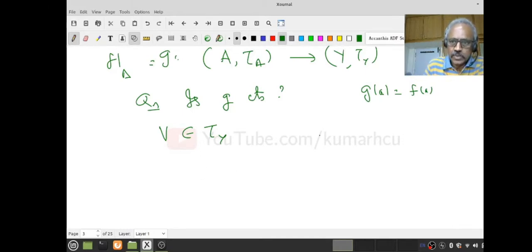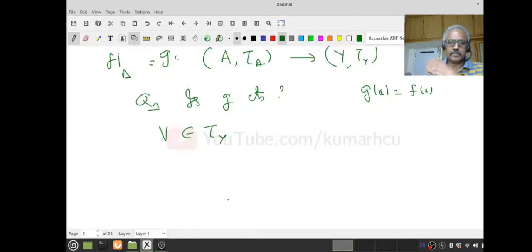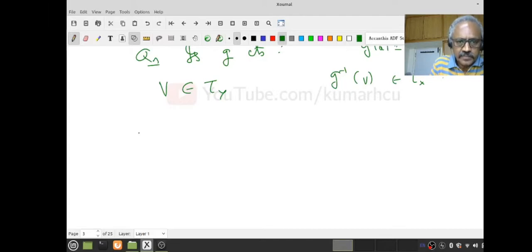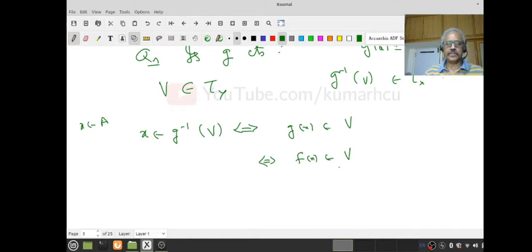Otherwise, let's go through it. To prove G is continuous, what should I do? I should start with a V. Let V be open in Y, then I have to show that G inverse of V is open in A. This is what I have to check. So let us look at the definition. When x belongs to G inverse V, remember our mantra, if and only if G of x belongs to V. Where is x? x is in A. When does this happen? What is G of x? That is F of x, which is in V. You follow that?